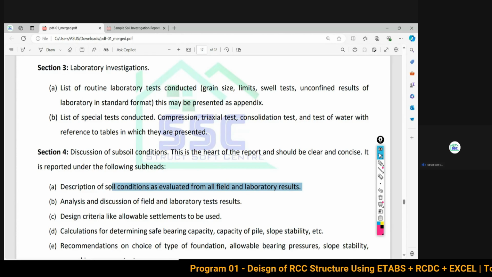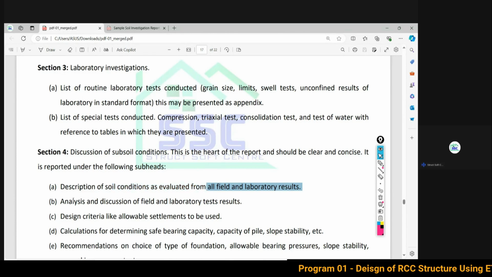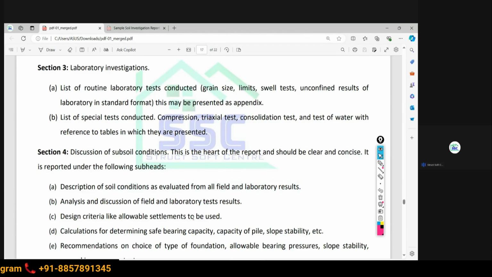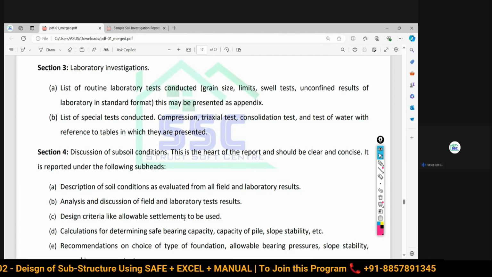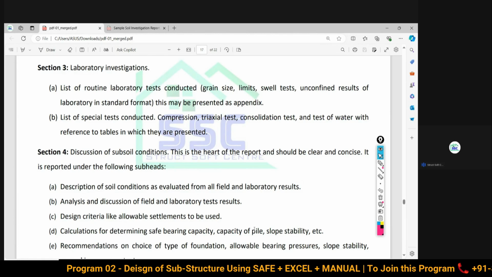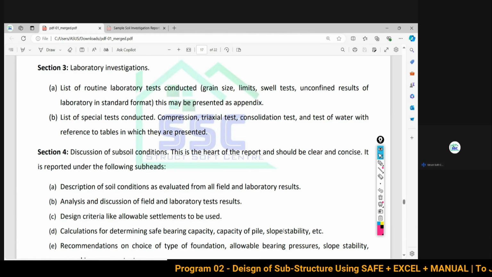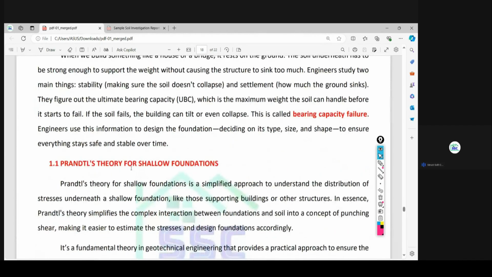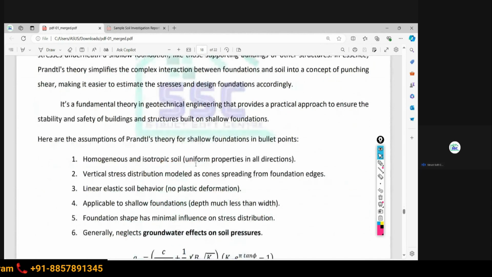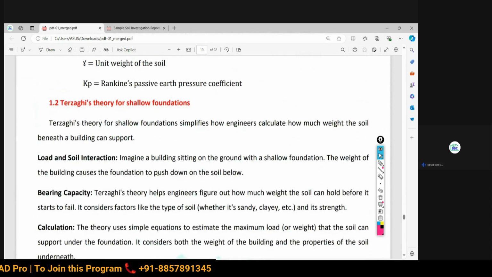After doing the laboratory test and field test, what are the findings, the analysis and discussion of the field and laboratory test results, discussion criteria like allowable settlement to be used. Now this will give you the calculation for the allowable settlement, what allowable settlement will be suitable, and the calculation for determining the bearing capacity of the soil. There are different methods to do the calculation for the bearing capacity of the soil. As you can see, Prandtl's theory for shallow foundations, and Terzaghi's theory for the bearing capacity of the soil.